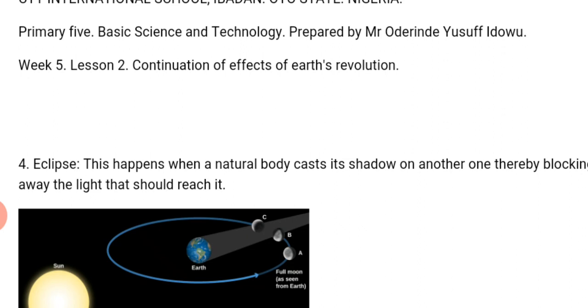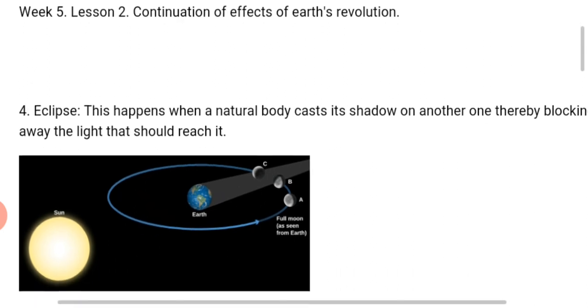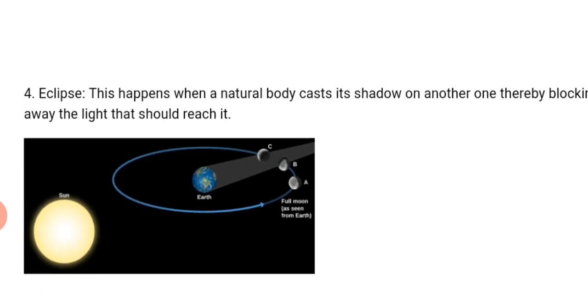We said seasons are winter, summer, spring, and autumn. And we said those ones are experienced in European countries. And we said in Nigeria we only experience dry and rainy season. And we made mention of heavy rain as another effect of Earth revolution. The third one which we discussed was tide.